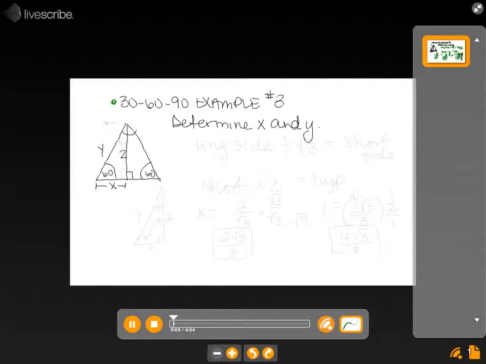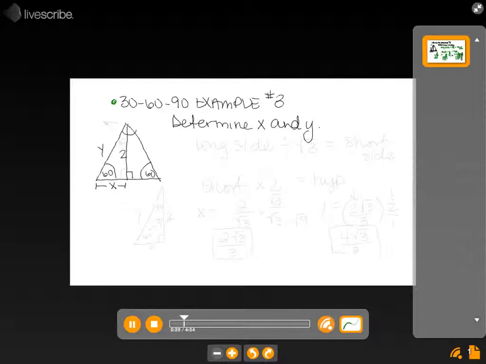Alright, this is an example of a 30, 60, 90 triangle, and it says to determine x and y. Now, looking at our picture, and I will say that the picture is not drawn the best, we're not given just a 30, 60, 90 triangle. So let's talk about how we would figure out that we're going to use the rules for a 30, 60, 90 triangle when we're not given that in the picture.